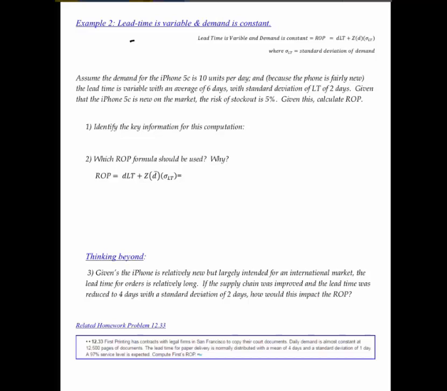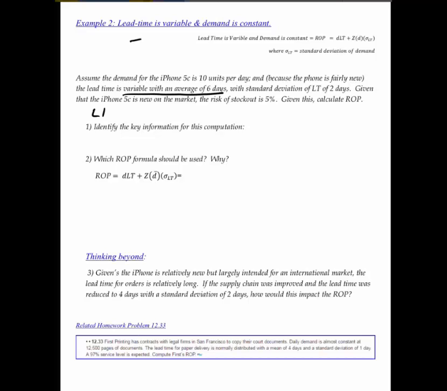Now in this problem, example 2, the lead time is variable and the demand is constant. So for this problem, the formula changes slightly, but it's the same exact idea. So assume that the demand for the iPhone is 10 units per day, and the lead time is variable with an average of 6 days.